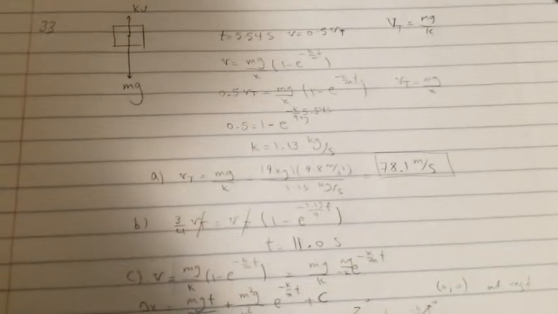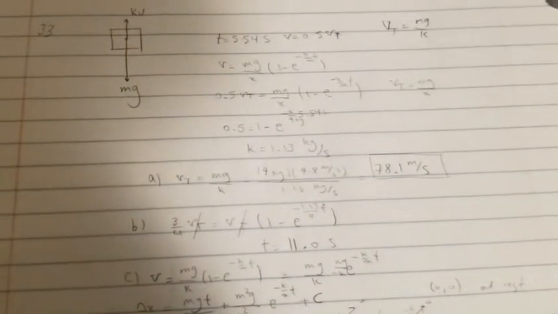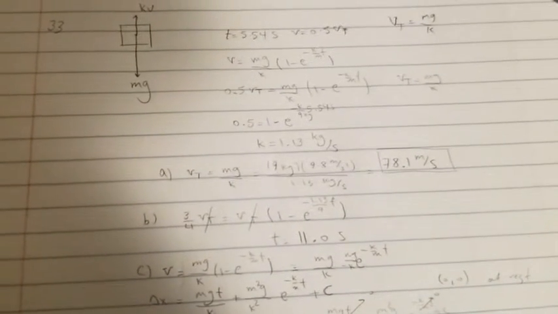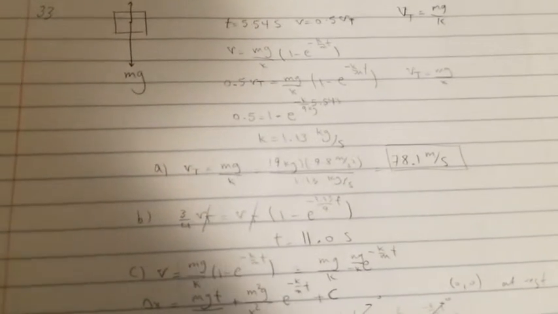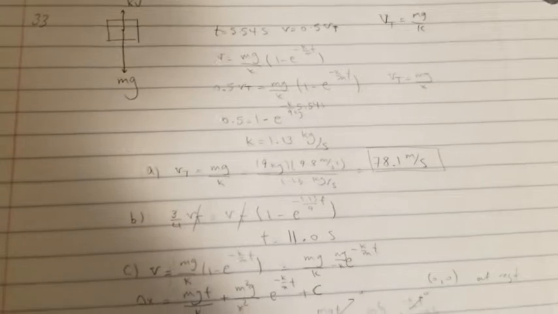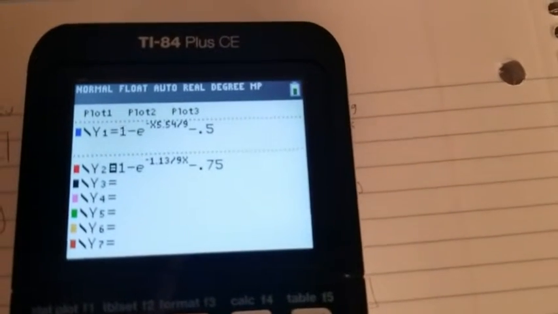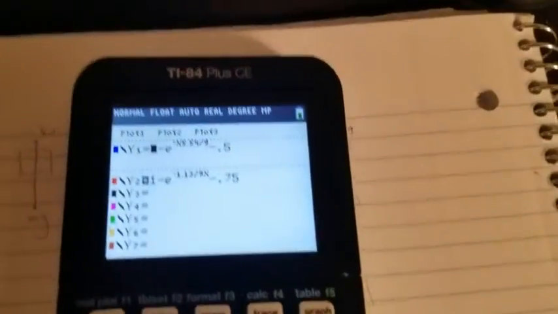5.54 seconds. And notice that the terminal velocity is equal to mg over k. So the terminal velocity and mg over k are both here, and they cancel out. So we get 0.5 equals 1 minus e to the negative k over 9 times 5.54. And you just put that in your calculator and solve for k. And here's how I did it. It's just 1 minus e to the negative x times 5.54 over 9 minus 0.5.